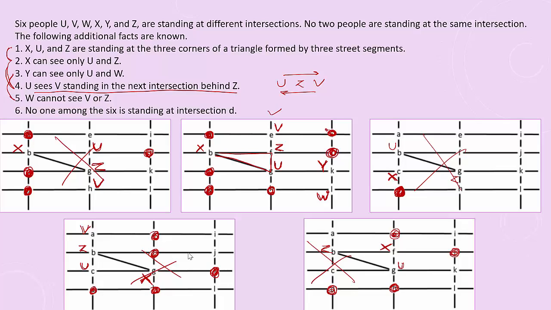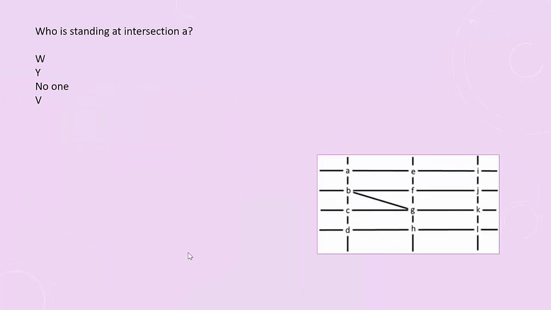So now I'll fix these people and we'll see the questions. Now it will be easy for us to work on. So as we have seen, X was supposed to be at this point, U was here, Z was here, V was here, Y was here, and it was W. These are the people. So who is standing at intersection A? At intersection A, I have no one, right? At intersection A, I have no one.